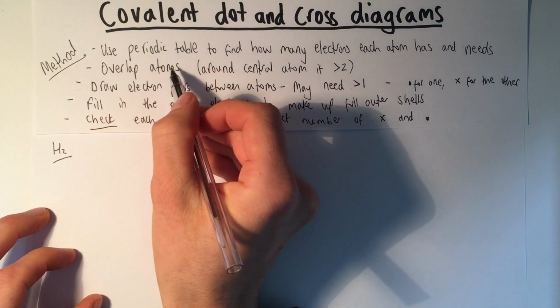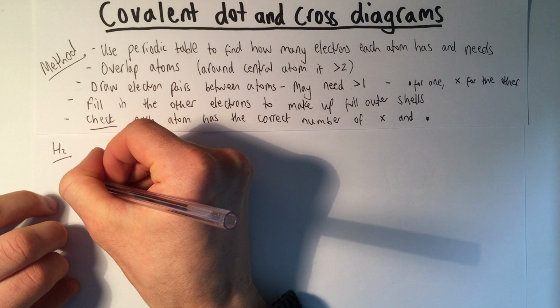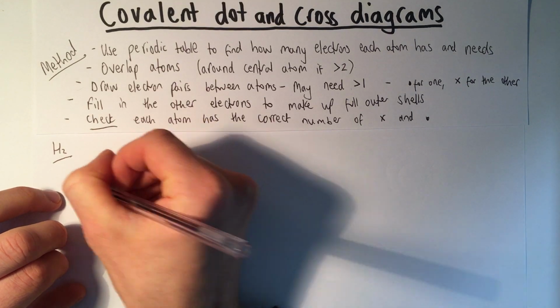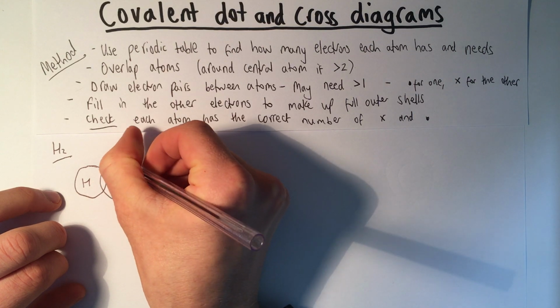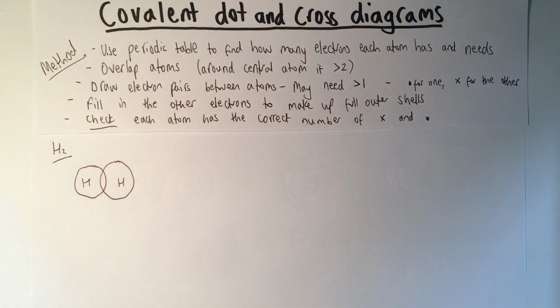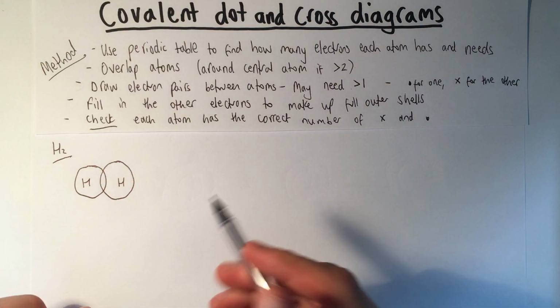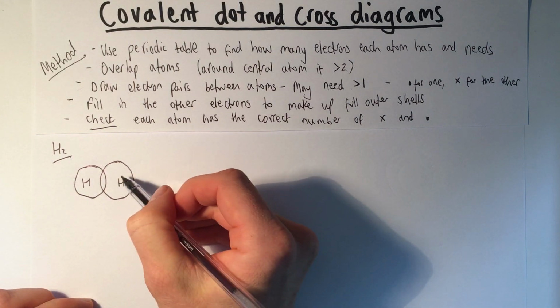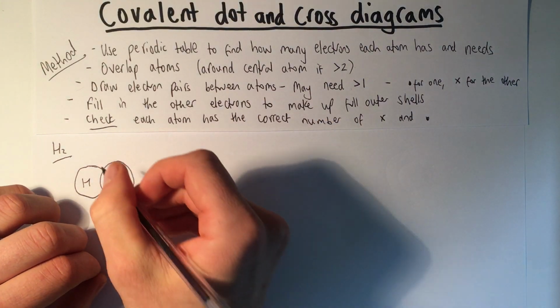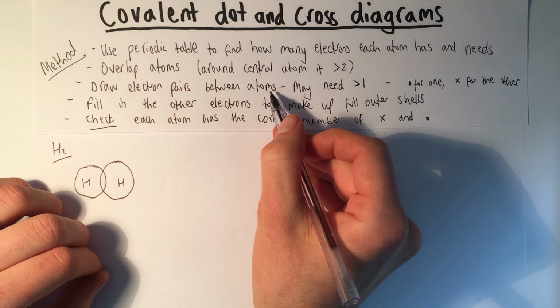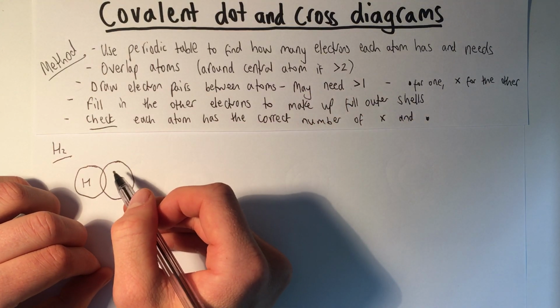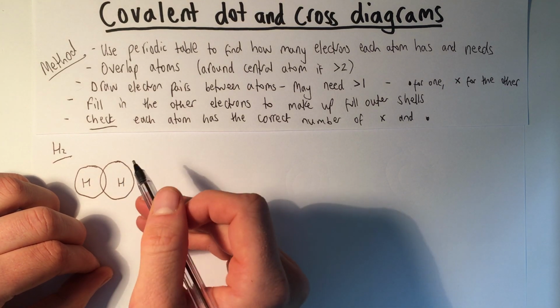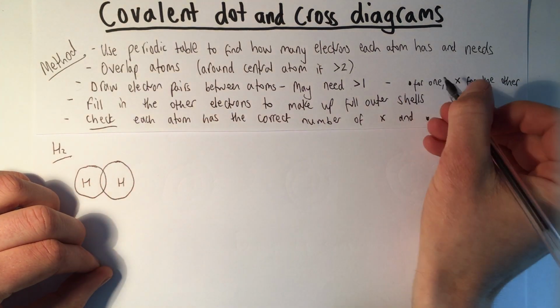Okay, so I'm going to draw my atoms overlapped. On all of these, I'm just going to show the outer shells. If you ever wanted to show the other shells as well, you could just follow this method and then at the end draw the inner shells inside, but just outer shells. Draw the electron pairs between the atoms. Now, I don't need more than one because each atom just wants to gain one electron. I'm just going to show one shared pair of electrons.